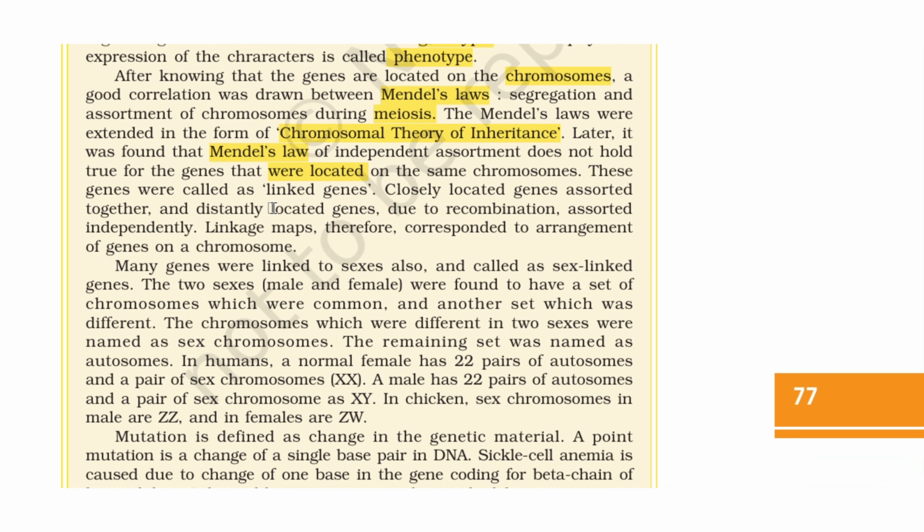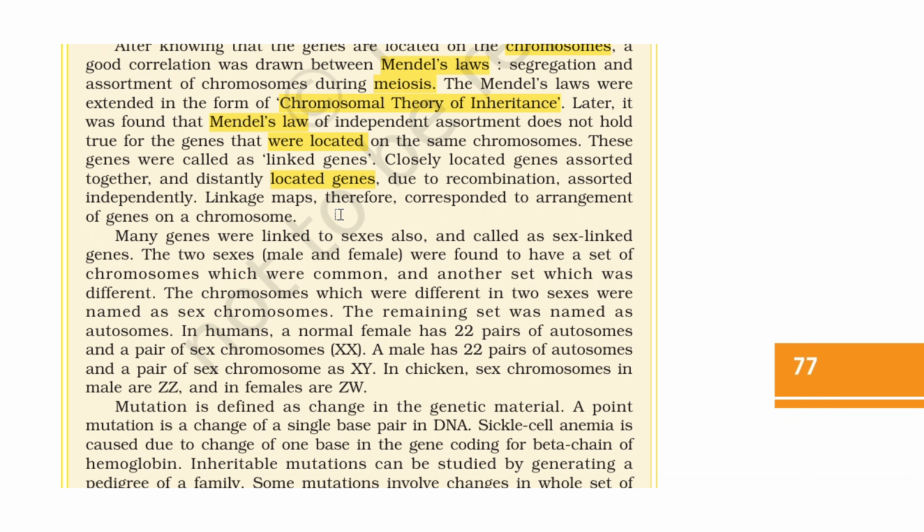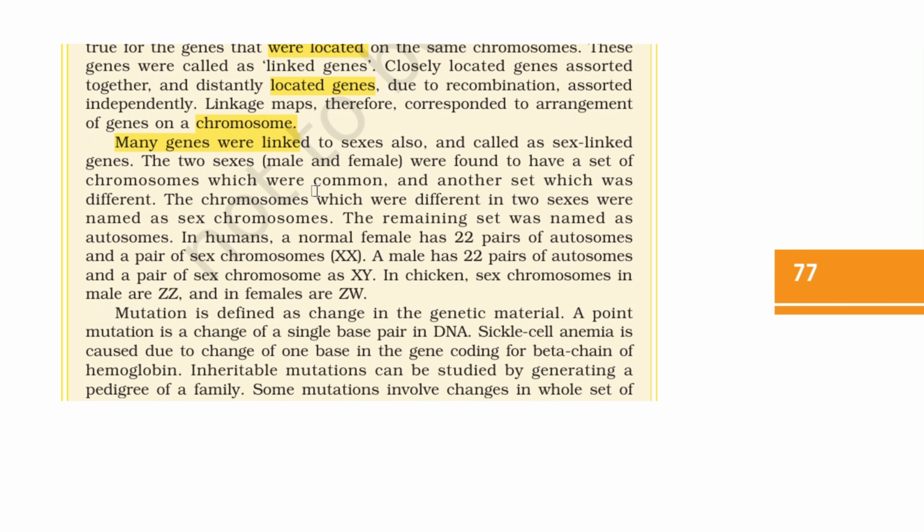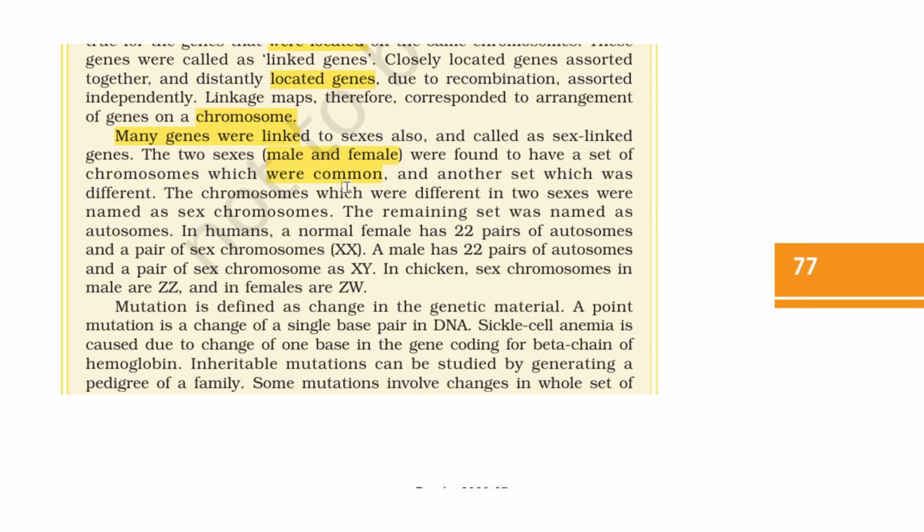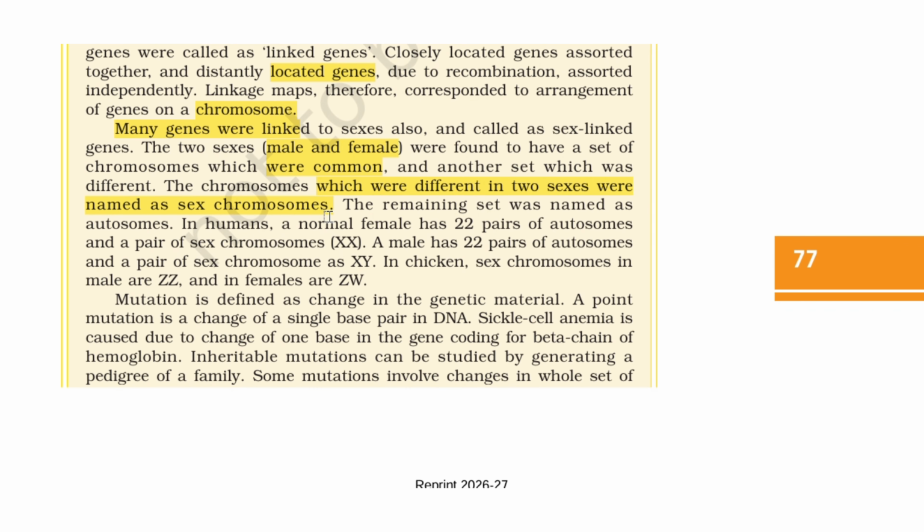Closely located genes assorted together, and distantly located genes, due to recombination, assorted independently. Linkage maps, therefore, corresponded to the arrangement of genes on a chromosome. Many genes were linked to sexes also, and called sex-linked genes. The two sexes, male and female, were found to have a set of chromosomes which were common, and another set which was different. The chromosomes which were different in the two sexes were named sex chromosomes. The remaining set was named autosomes.